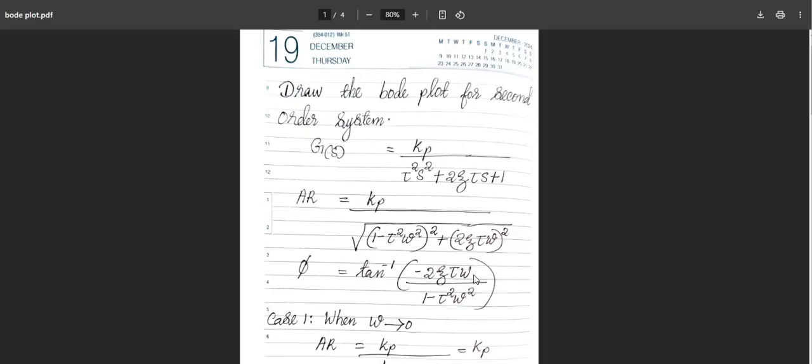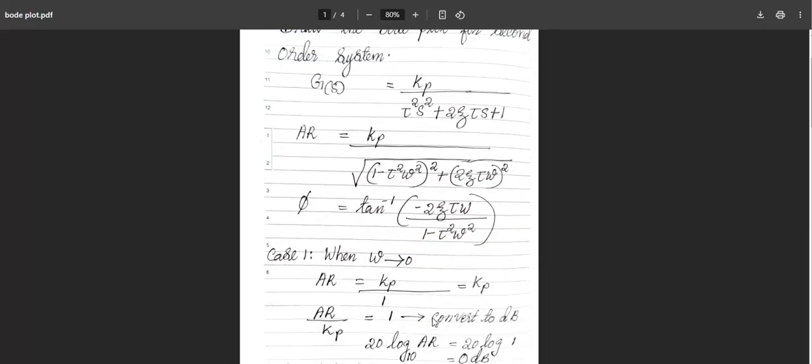To plot a graph, we'll be considering only 3 points: omega tending to 0, omega tending to infinity, and omega tau equal to 1. By considering these 3 points, we'll get the corresponding amplitude ratio and phase angle, and by using that, we can plot the graph. So that is the procedure. First, we will substitute omega tending to 0.